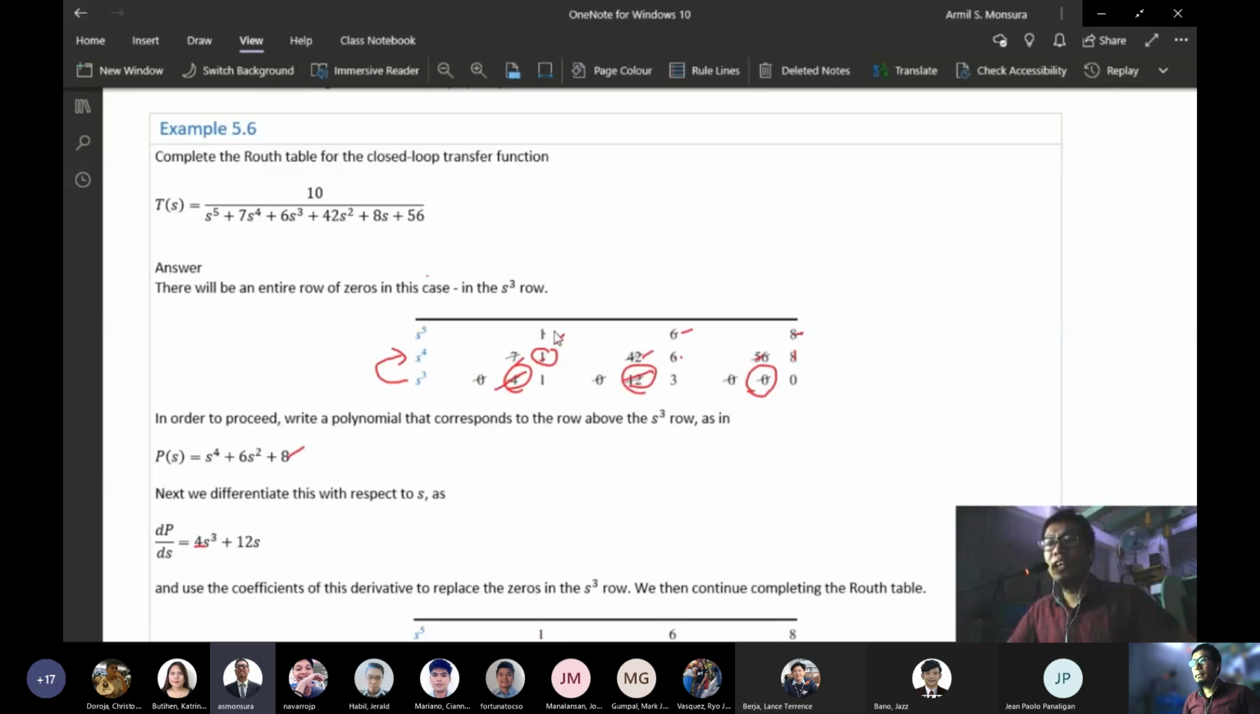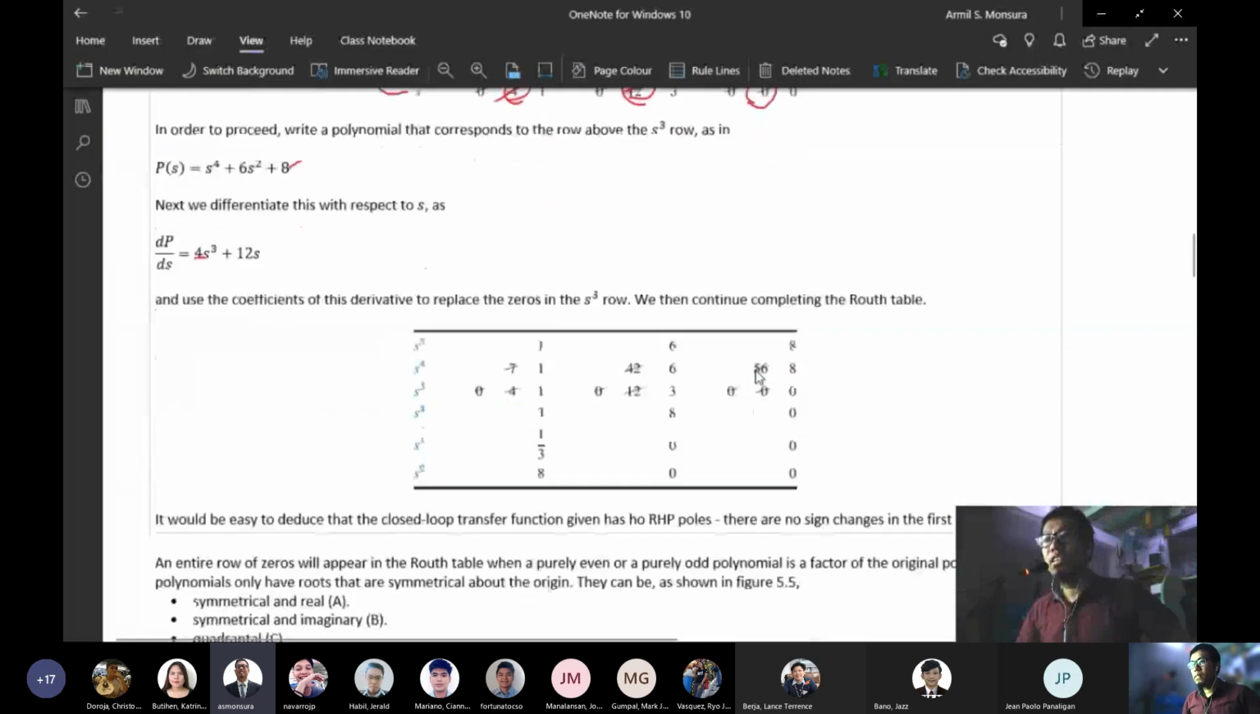So, ngayon, ang magiging row nyo ngayon dito is 1, 3, at saka 0 na. Okay? And then, pwede na kayo mag-proceed ulit. Okay? So you continue on by completing the route table. So ito yung magiging completed route table niyo. So paki-verify na lang. Okay.